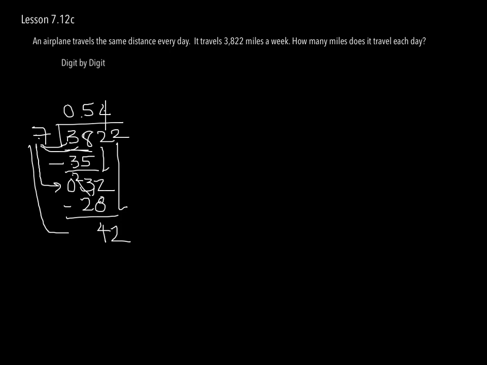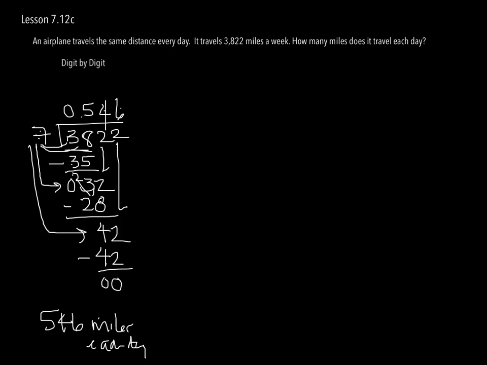How many 7s in 42? 6. 6 times 7 is 42. Put the answer on the bottom. Subtract. 0, 0. So our answer is 546. And I probably forgot to write miles each day. And I just noticed something, boys and girls, that when I was multiplying 5 times 7, it looks like I put a decimal point. So make sure that you don't consider that a decimal point there.